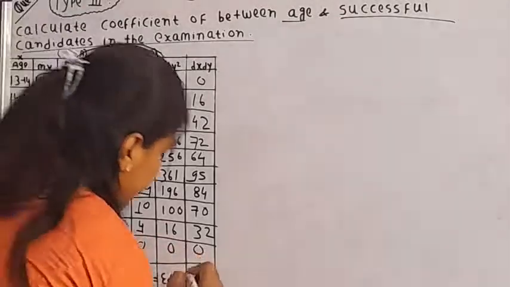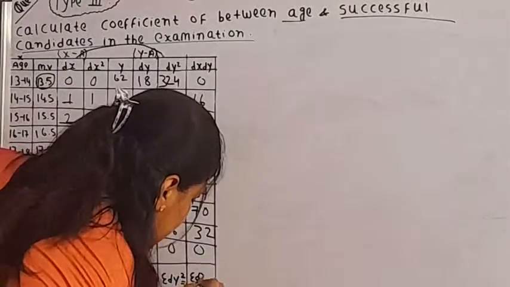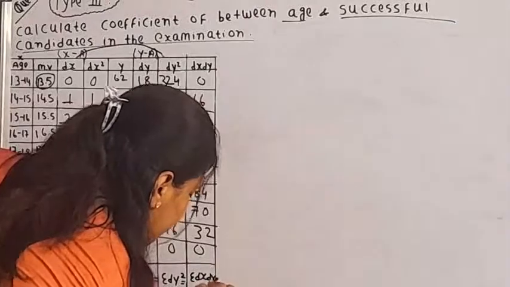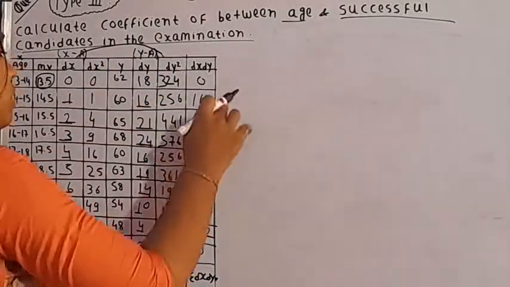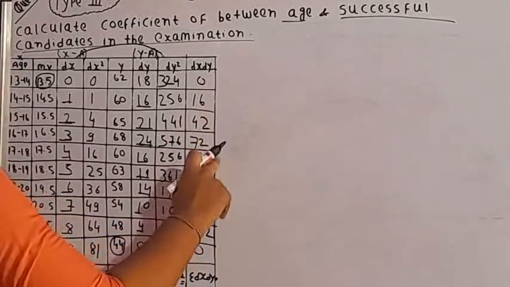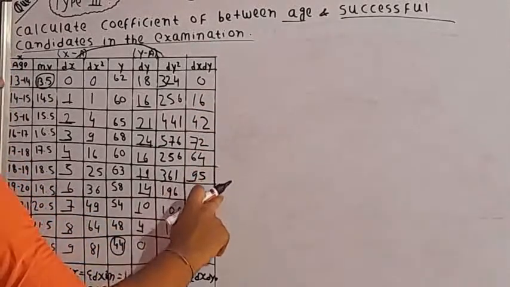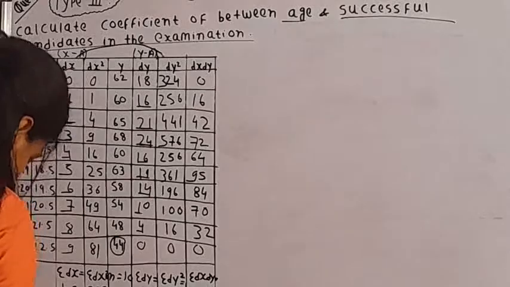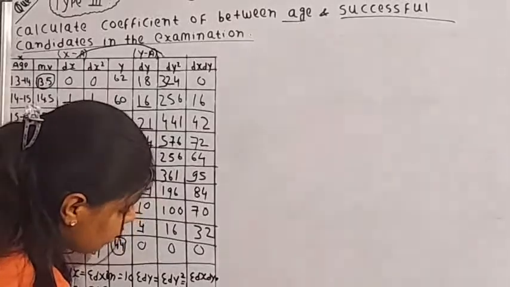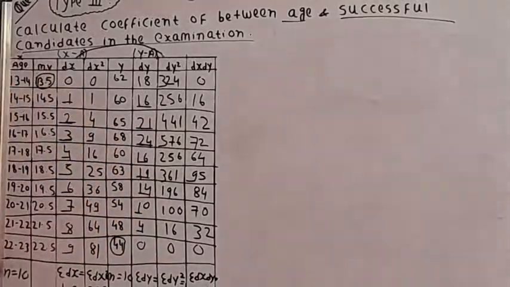Then what we have to find out? We have to find out summation dx dy. How do we find out summation dx dy? We will have to make addition of this column, that is 16 plus 42 plus 72 plus 64 plus 95 plus 84 plus 70 plus 32. After making addition of all these numbers, we are going to get 475. Okay. So that is why we will say summation dx dy is equals to 475.